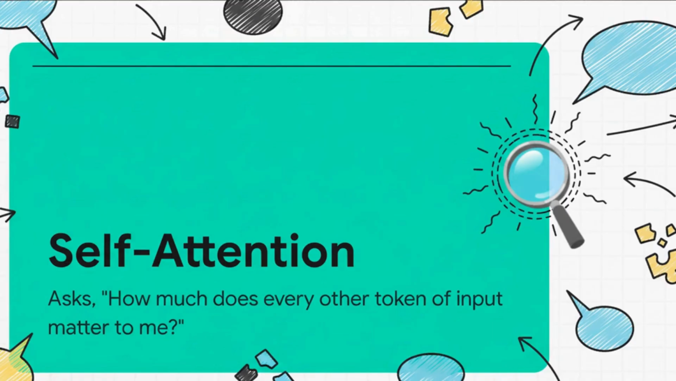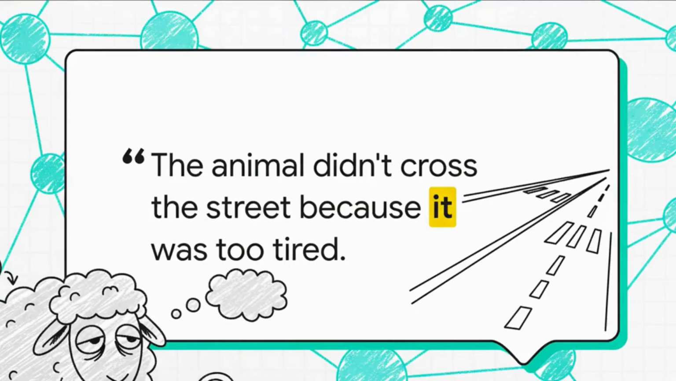Now, for every single word it processes, the model essentially asks itself, okay, how important is every other word in this sentence to me? And by doing that over and over, it builds this complex web of relationships and really starts to grasp the context of the entire passage. Let's look at a quick example.